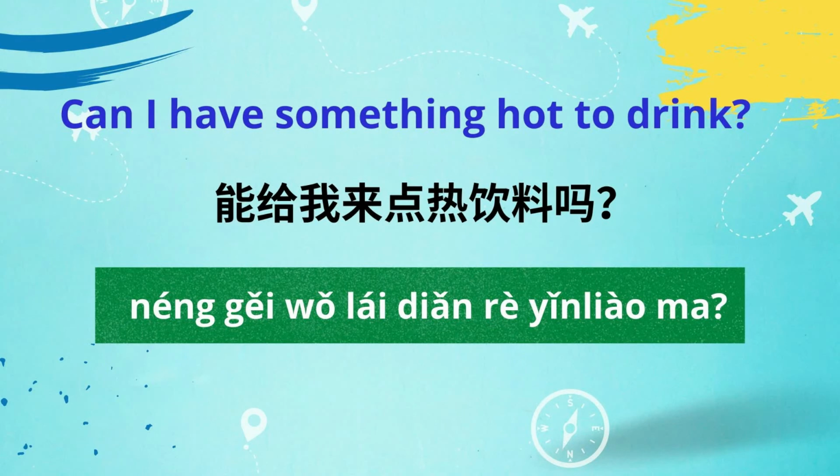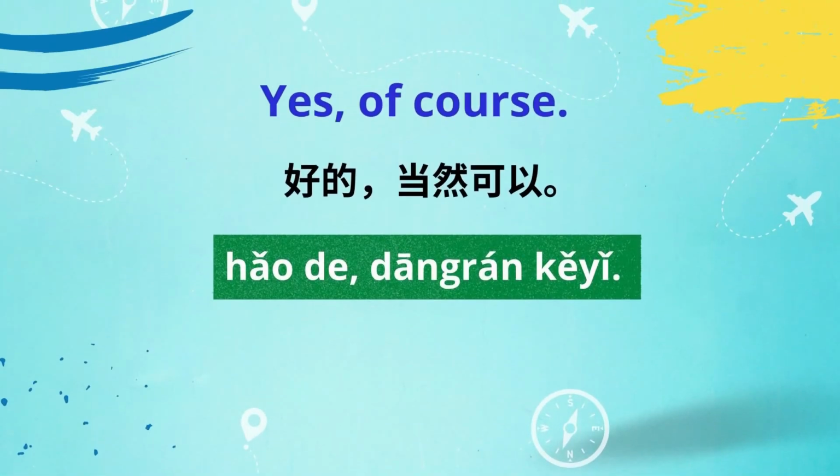Can I have something hot to drink? 能给我来点热饮料吗？ 能 means can, 给 means to give, 我 means I, 来 means to come. 热 means hot, 饮料 means drink or beverage. Yes, of course. 好的，当然可以。 好 means okay or sure. 当然 means of course. 可以 means can, may, or possible.